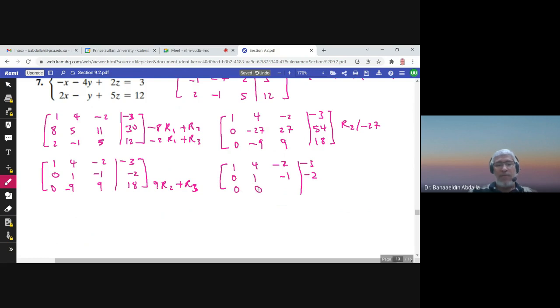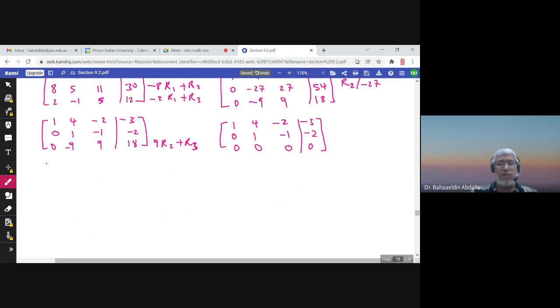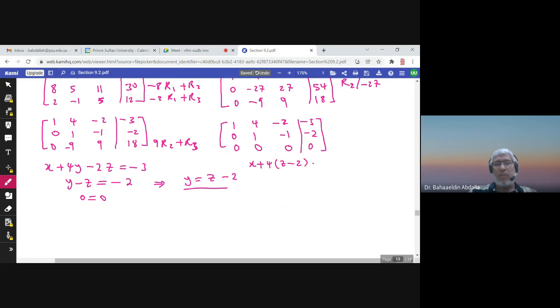9 minus 9 is 0, negative 9 plus 9 is 0, negative 18 plus 18 is 0, and we have infinitely many solutions. So we write the equations: x plus 4y minus 2z equals negative 3, and y minus z equals negative 2, and 0 equals 0. The second equation, I solve it for y, and then from the first equation, I replace y by z minus 2, and I solve it for x.